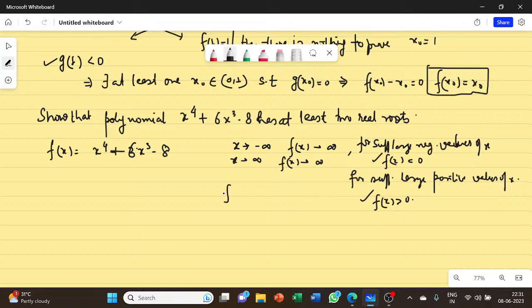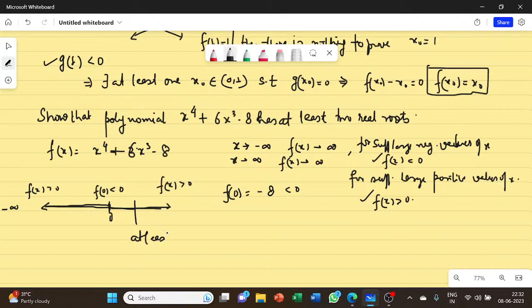Okay, and also see what will be the value of f of 0. So clearly, f of 0 is minus 8, which is negative. So clearly, as x tends to minus infinity, your function is positive. As x tends to infinity, again your function is positive. And at exactly x equal to 0, your function is negative. So your function changes its sign from positive to negative. Again, your function changes sign from negative to positive. So at least one real root is guaranteed here, and here also at least one real root is guaranteed.